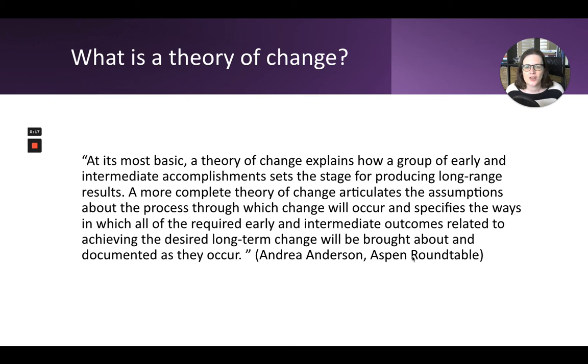Well, a theory of change, according to Andrea Anderson at the Aspen Roundtable, at its most basic level, is really about how a group of early and intermediate accomplishments add up to producing long-range outcomes and results. Ultimately, a theory of change is really about how all of those activities and programs and meetings should be adding up to a set of intermediate outcomes that then add up to a set of long-term results that the social impact organization or network seeks to achieve.